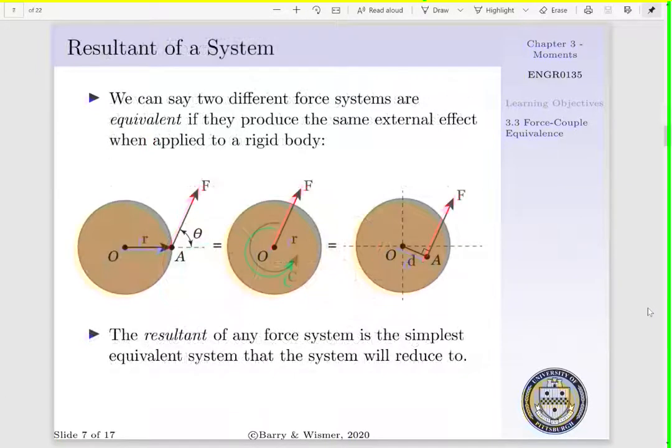Now, we can say two different force systems are equivalent if they produce the same external effect on our body of interest. That is, the figure on the left shows our original moment of force. The figure in the middle shows our couple and our resultant. And lastly, our figure on the right shows our force applied at some distance d away from our part center.